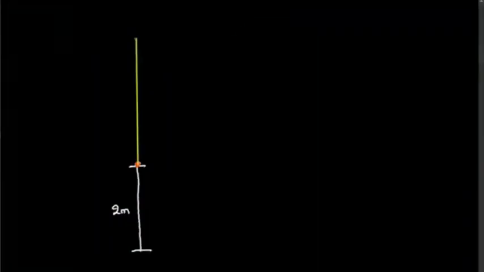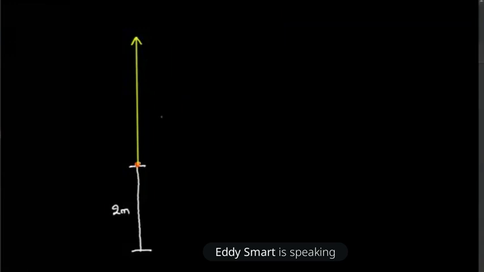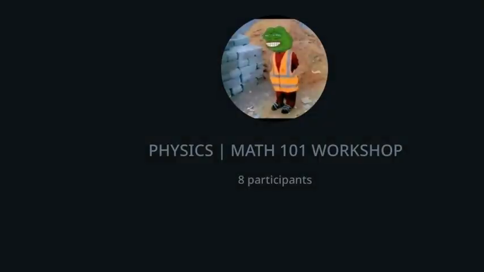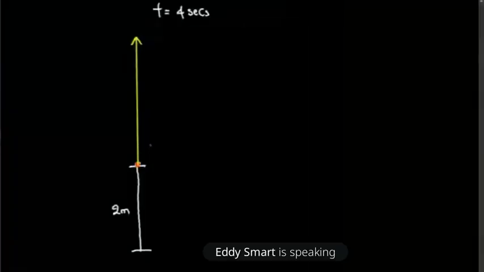Okay, continue reading. A bullet fired vertically from a gun held 2 meters above the ground reaches its maximum height in 4 seconds. In 4 seconds, so it took T equals 4 seconds. Next. Calculate the magnitude of the initial velocity of the bullet.